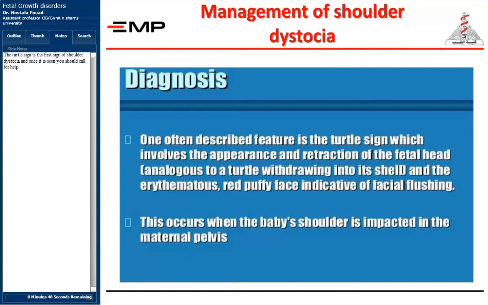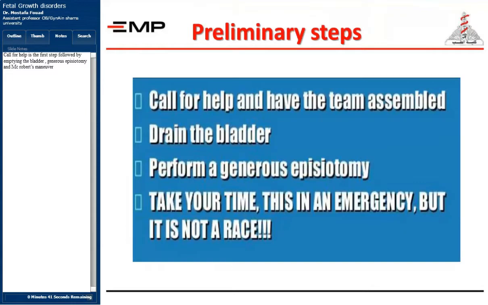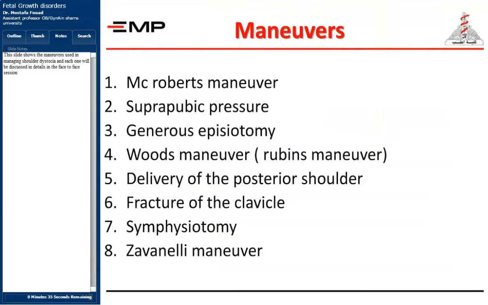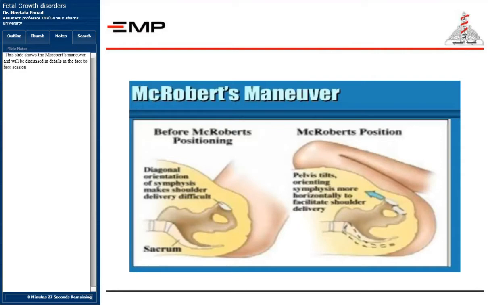The turtle sign is the first sign of shoulder dystocia, and once it is seen you should call for help. Call for help is the first step, followed by emptying the bladder, generous episiotomy, and McRoberts maneuver. This slide shows the maneuvers used in managing shoulder dystocia, and each one will be discussed in detail in the face-to-face session. This slide shows the McRoberts maneuver and will be discussed in detail in the face-to-face session.